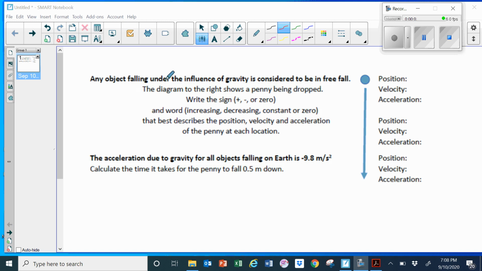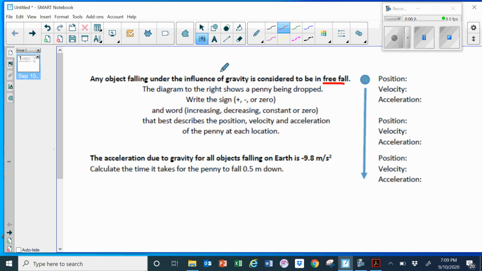It's a review of a penny drop, and it's basically talking about an object in free fall. Okay, and the definition for that is any object that's falling under the influence of gravity is considered to be in free fall. So if you're a skydiver and you're falling out of an airplane before you open your parachute, that's when you're in free fall.